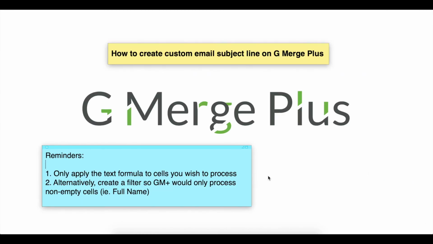It's that easy to create customized email subject lines on Gmerge Plus. So just a few reminders. Only apply the text formula to cells that you wish to process. Alternatively, you can create a filter so that Gmerge Plus would only process non-empty cells. In this case, our criteria was full name.